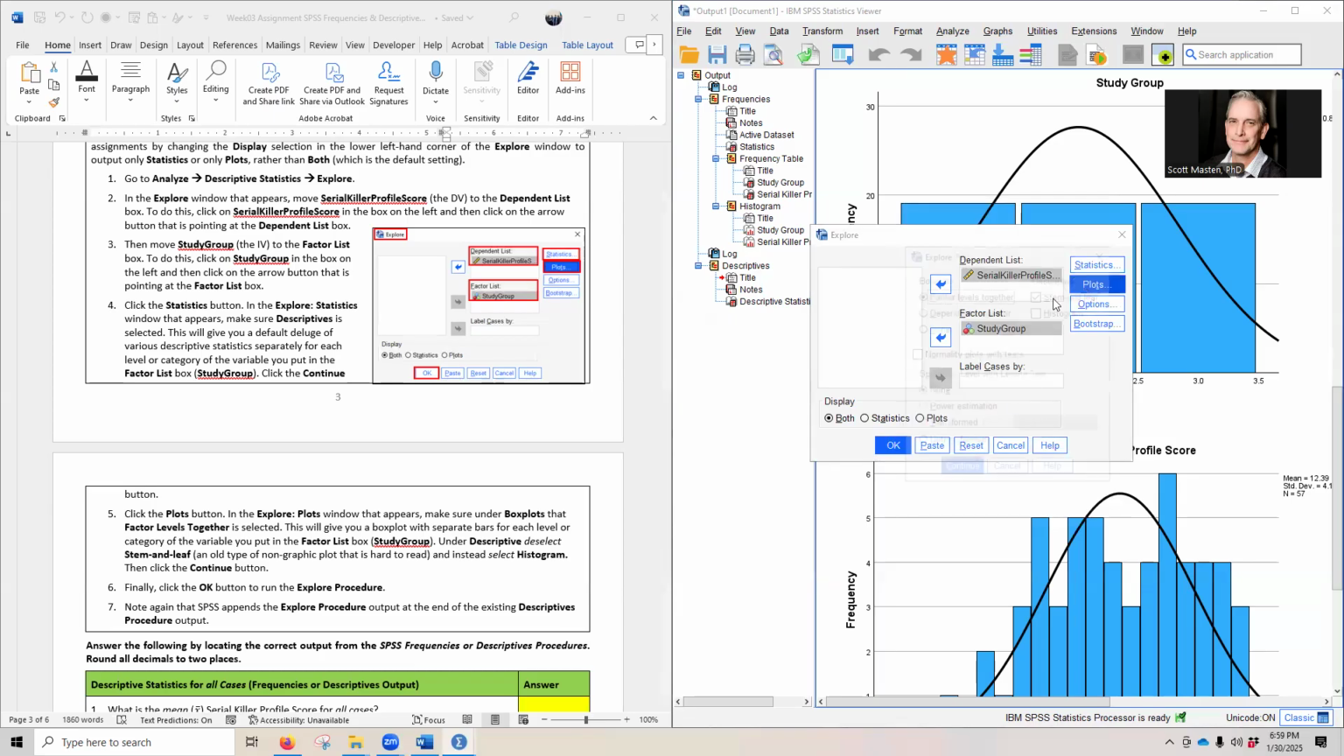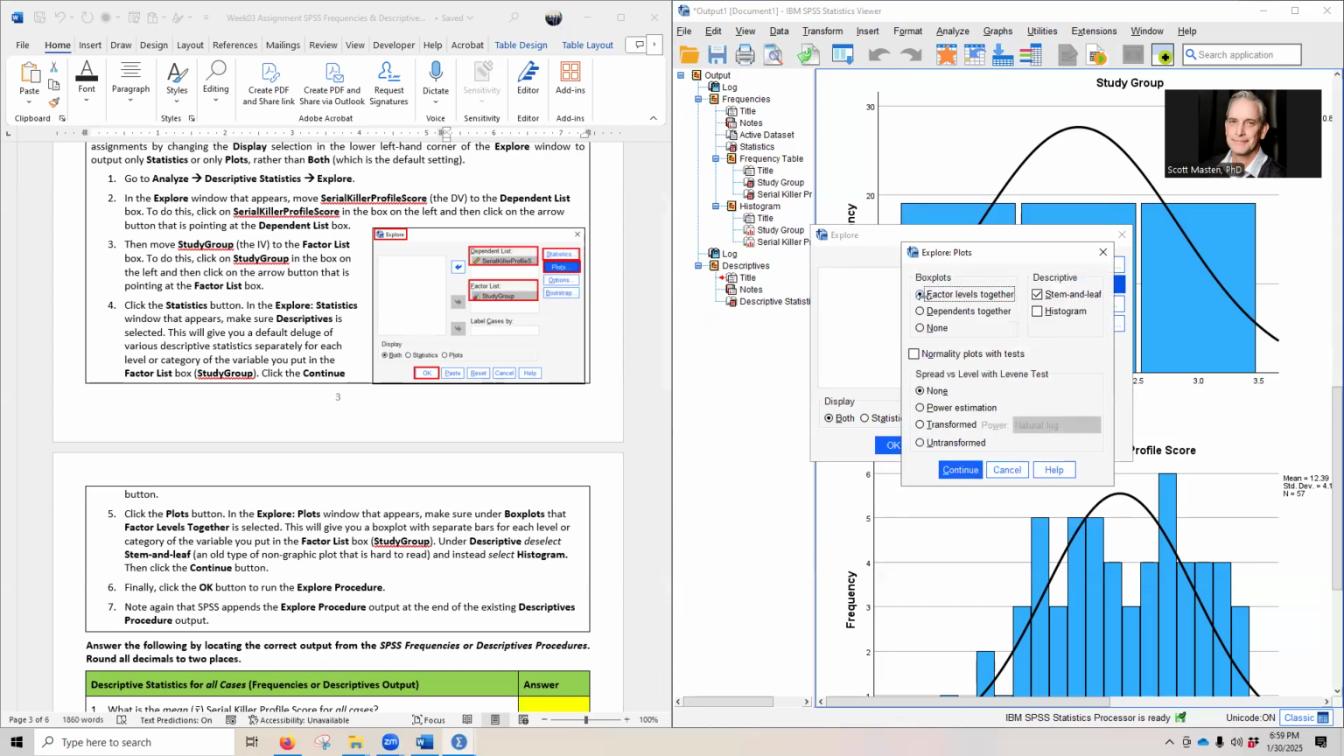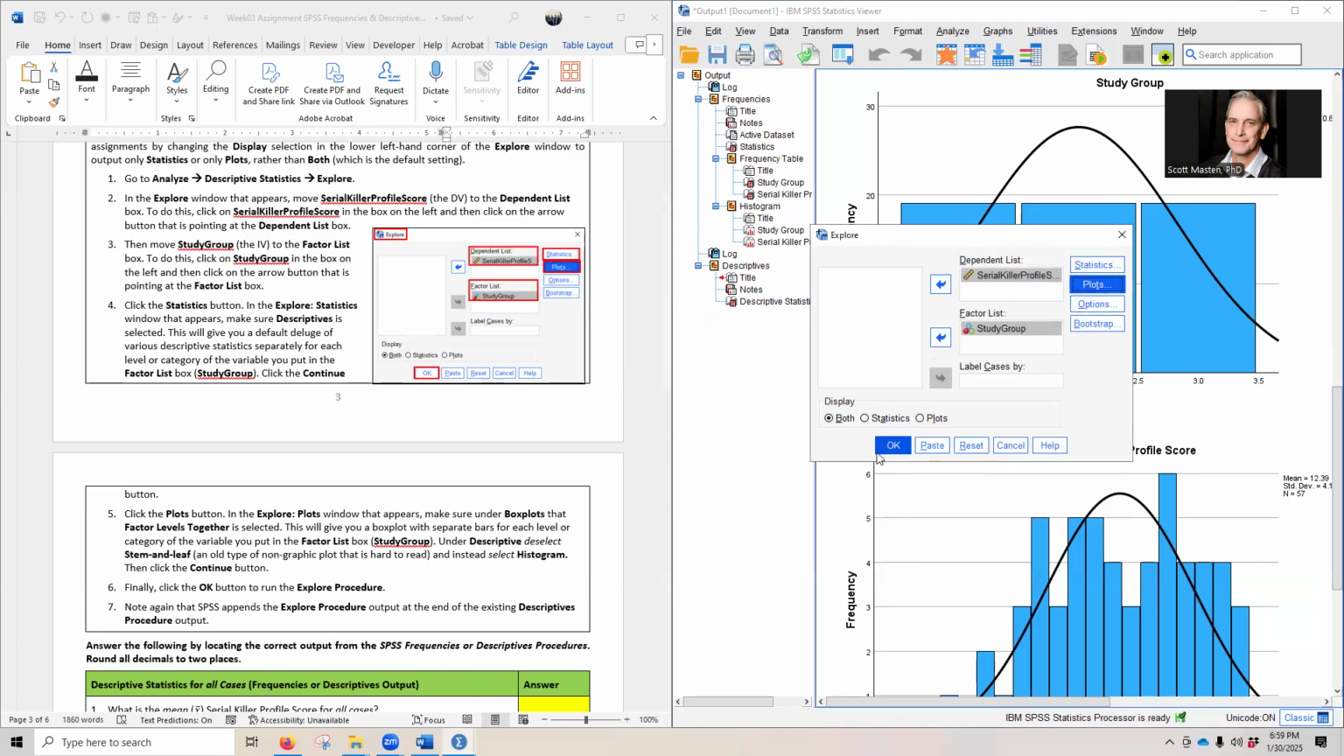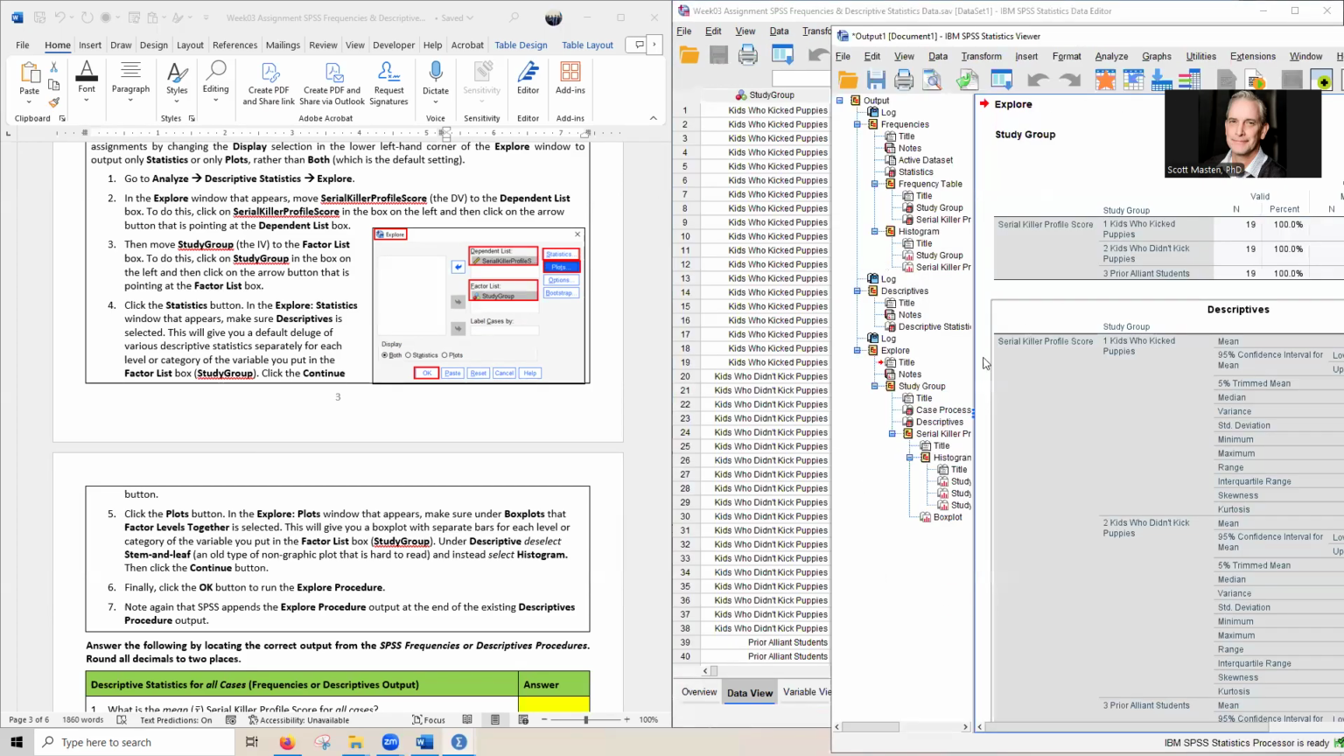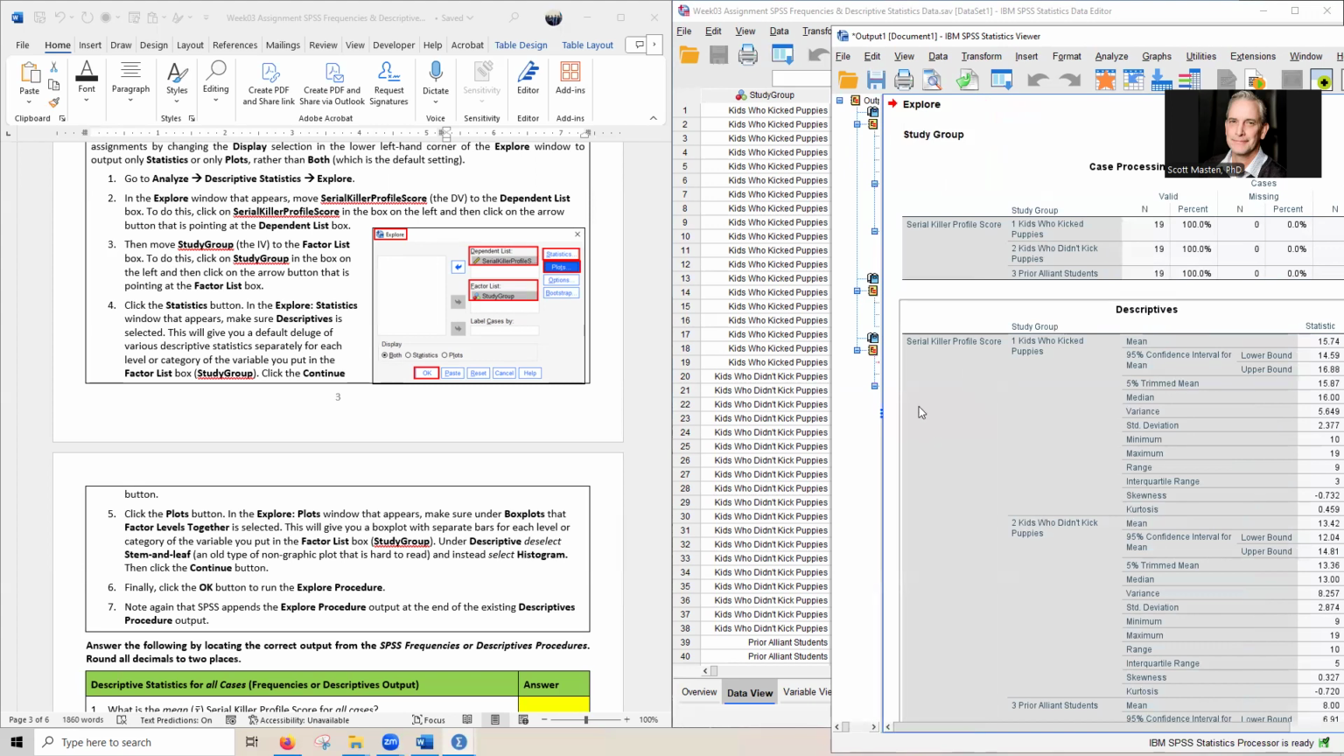So click Plots and see what we get under here. We get factor levels together, which is already selected, under box plots. And I think I tell you to turn off stem and leaf. This is an old school one that no one really cares about. Instead, get a histogram. Click Continue and click OK. This gets something totally different. It gets stats separately for each level of study group: kids who kicked puppies, kids who didn't kick puppies, and prior alliance students.